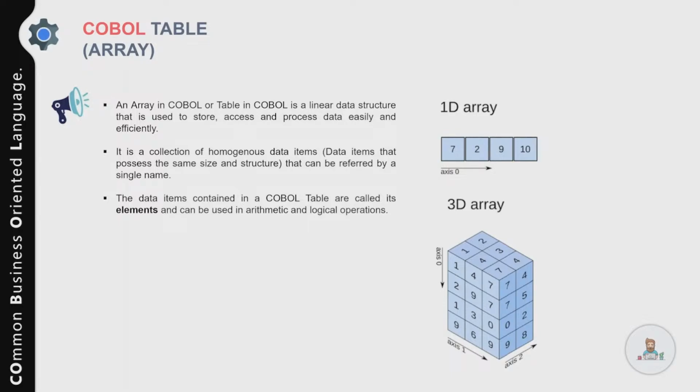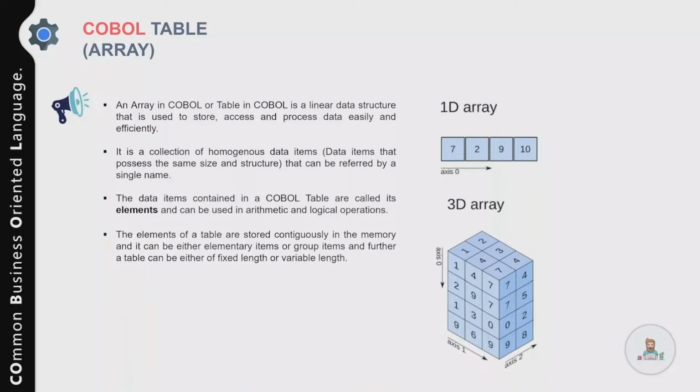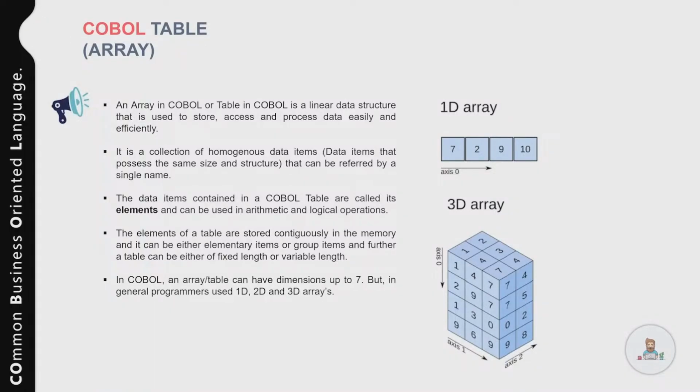It is a collection of homogeneous data that can be referred to by a single name. The data items contained in a COBOL table are called its elements and can be used in arithmetic and logical operations. The elements of a table are stored contiguously in memory, and they can be either elementary items or group items, and further a table can be either of fixed length or variable length. In COBOL, an array or a table can have dimensions up to 7. But in general, programmers use 1D, 2D or 3D arrays or tables.